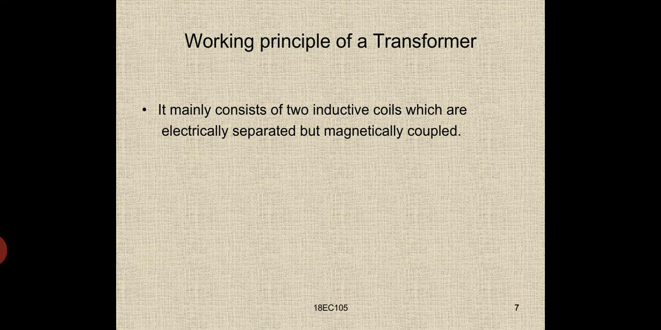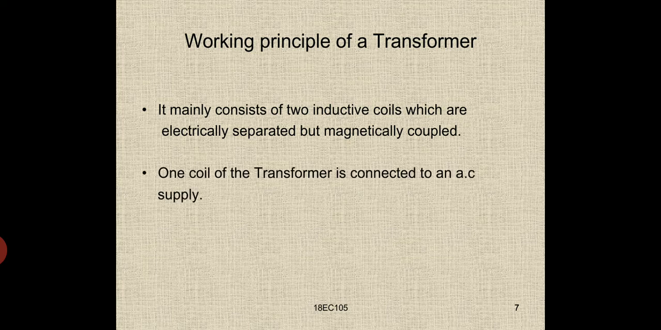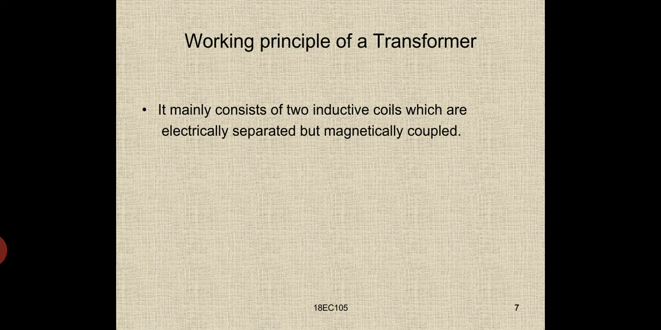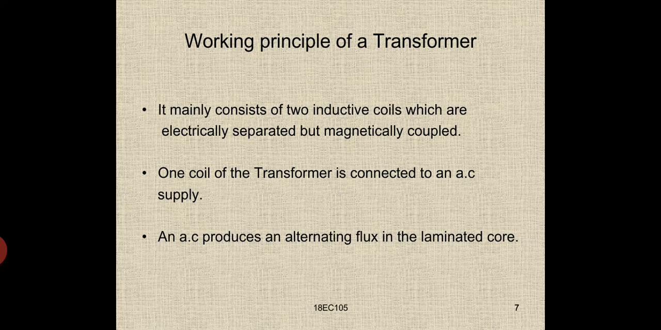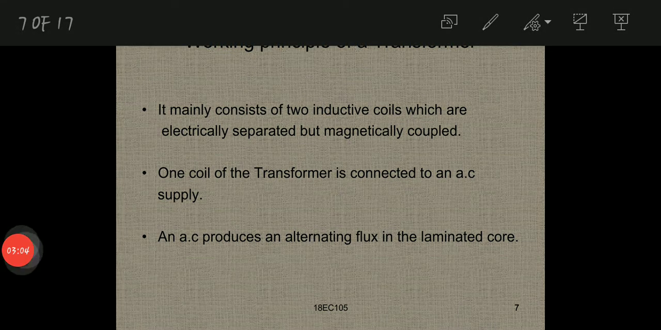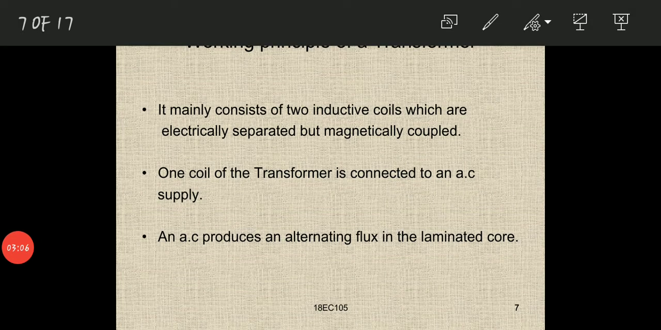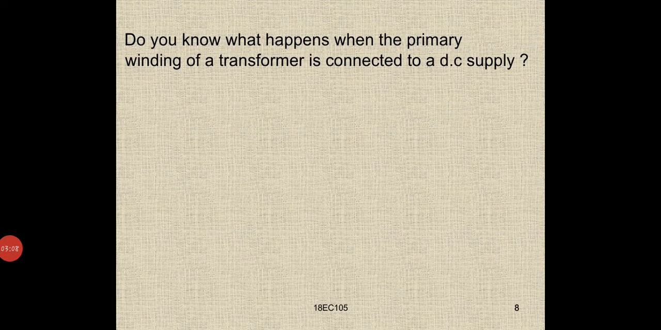Now it mainly consists of two inductive coils which are electrically separated but magnetically coupled. One coil of the transformer is connected to an AC supply. Because we are talking of a transformer, we use it either for step up or step down, or we'll see what actually it is meant for. So one coil of the transformer is connected to an AC supply. An AC produces an alternating flux in the laminated core.